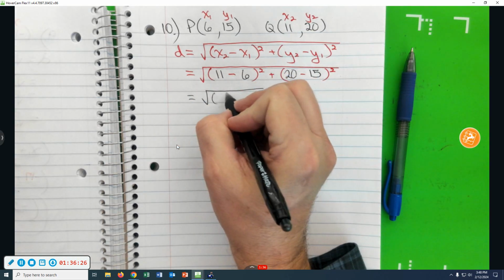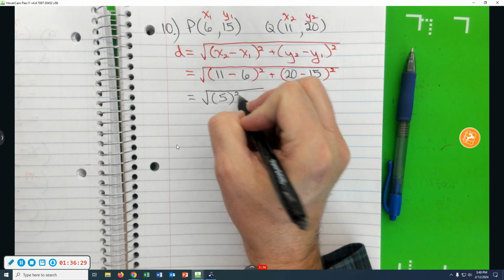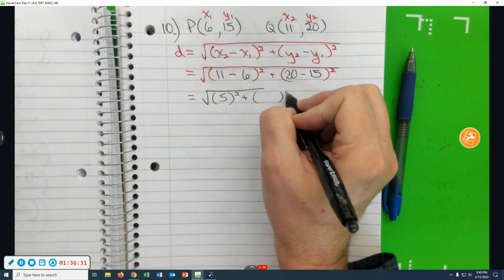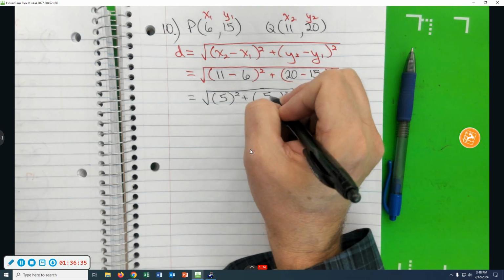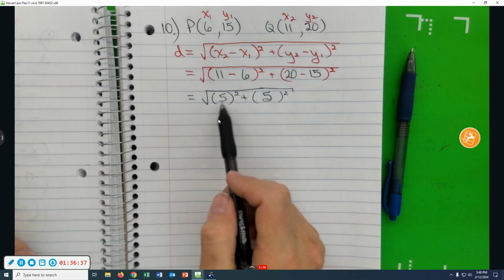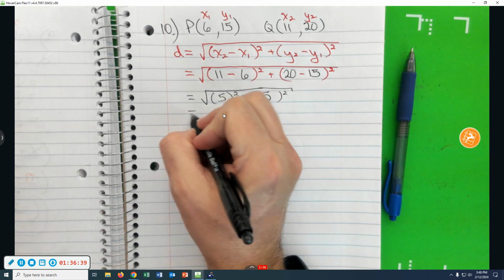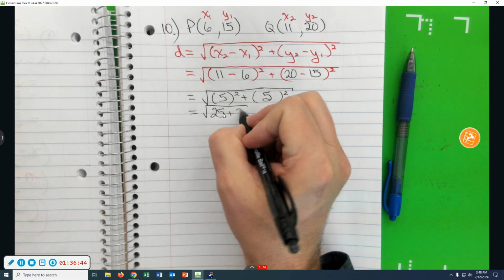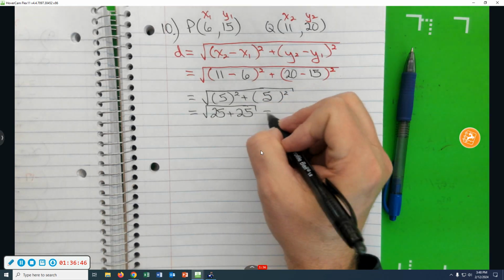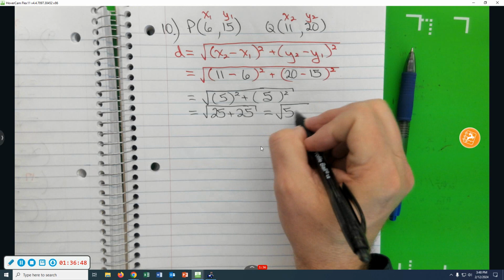So we have a 5 squared plus 20 minus 15, that's a 5. Well, what's 5 squared? 25 plus 25. Oh, that we can reduce. The square root of 50.